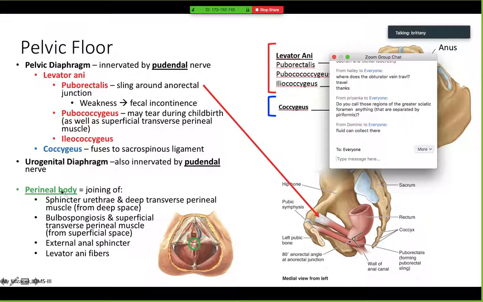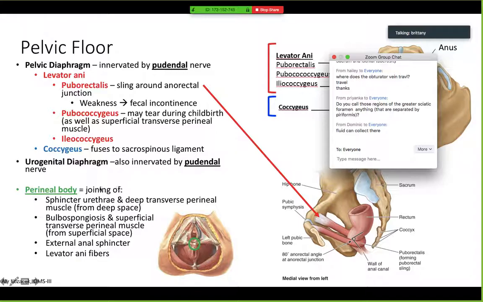All right. So something they could ask you is what contributes to the formation of the perineal body. So the perineal body is formed by the bulbospongiosis and the superficial transverse perineal muscle. So these two here. And then the sphincter urethrae and deep transverse perineal muscle, the external anal sphincter, and the levator ani fibers.